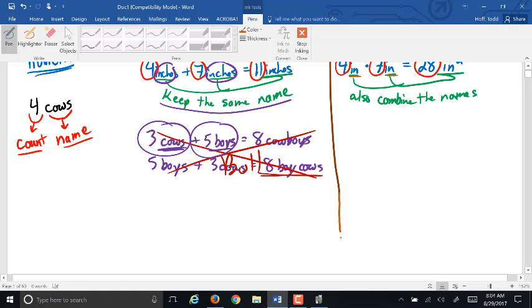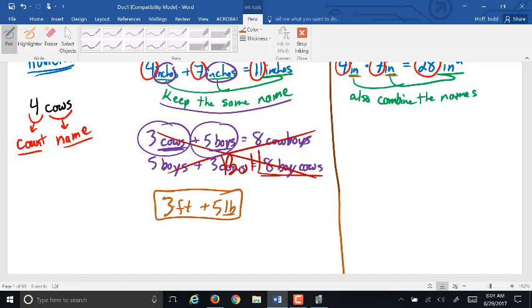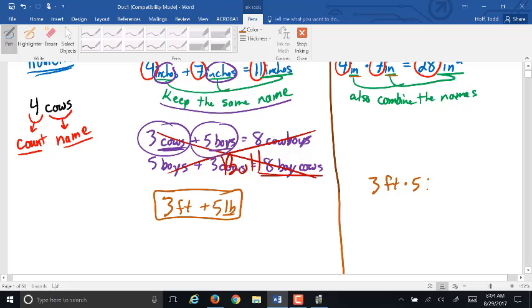Let's take a look at a little bit more practical example. Like if I have 3 feet plus 5 pounds, what am I going to get? Careful. 3 feet plus 5 pounds would be 3 feet and 5 pounds. Right? On the other side, though, if you're looking at multiplication, you were right. 3 feet times 5 pounds is going to be 15 foot-pounds. You combine the counts. 3 times 5 is 15. Then you also combine the names. Feet times pounds is foot-pounds, which is a unit of torque, or if you're looking at structures, a unit of moment.